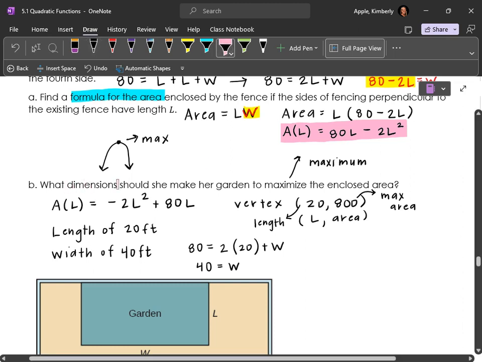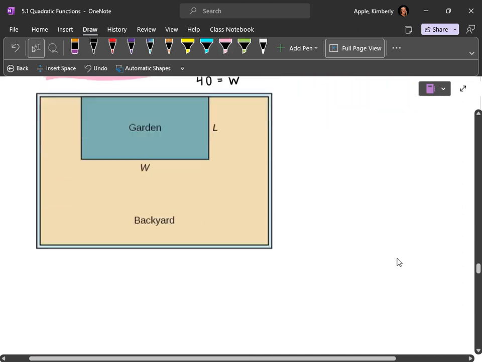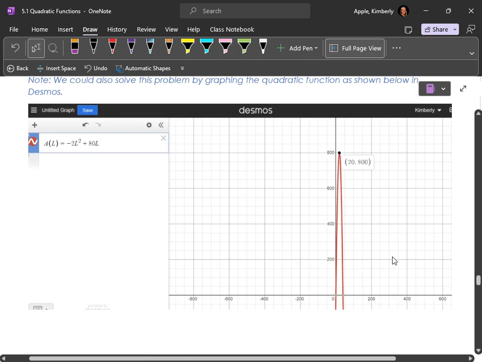Notice here it says what dimensions. And when it says dimensions, it does mean it wants the length and the width. So bottom line, you just find the vertex to find the max value. And then in this case, we had to go back and figure out what the width of the fence associated with this length of 20 feet would be. That's maximizing area. So you kind of have to do two things, a little bit of review stuck in there.